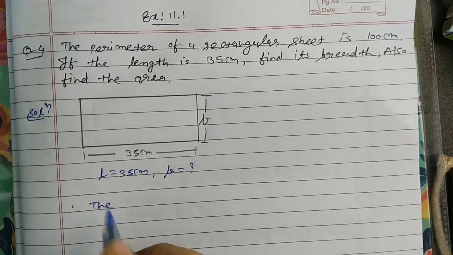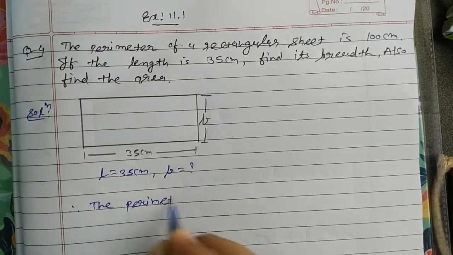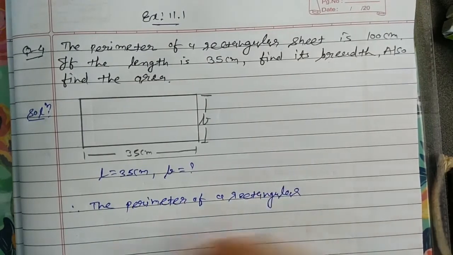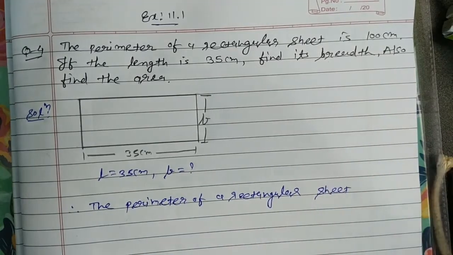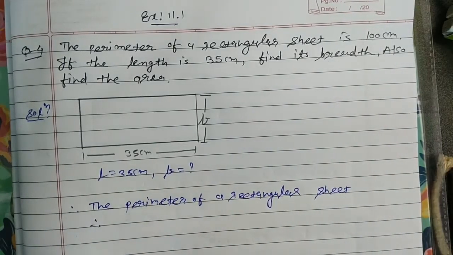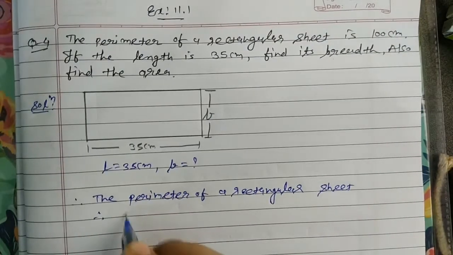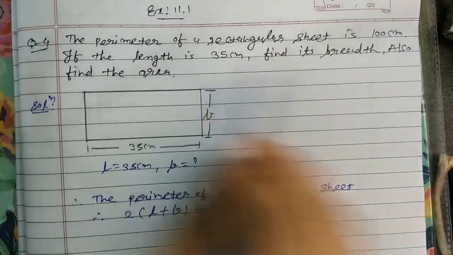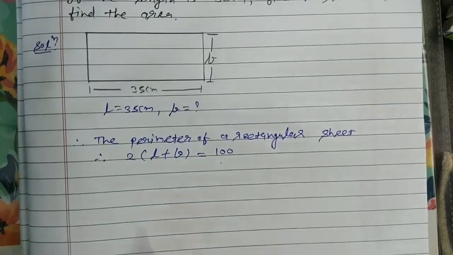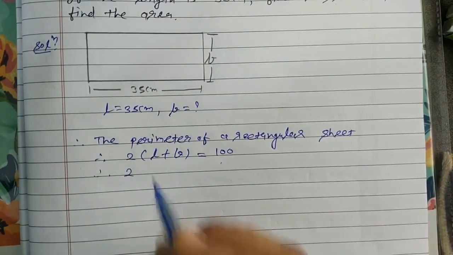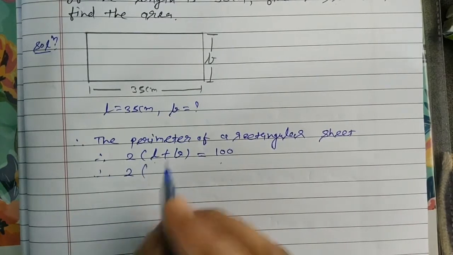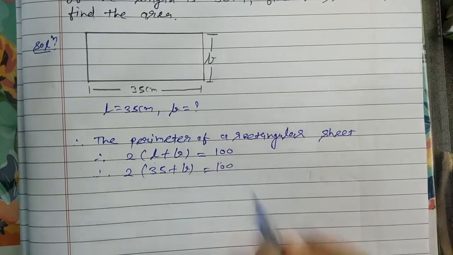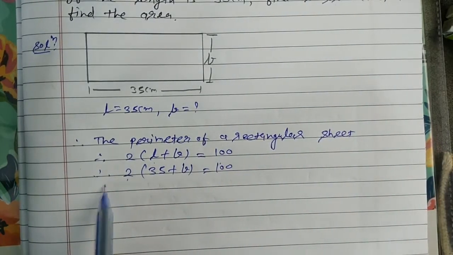So therefore the perimeter of a rectangular sheet, that is nothing but, we know the formula, that is 2 in the bracket length plus breadth, that is equal to 100 centimeter is given now, so we will write 100. So now we will put the values of L, length and breadth. Length is given, that is 35, and breadth we have to find, so we will write small b only, that is equal to 100.